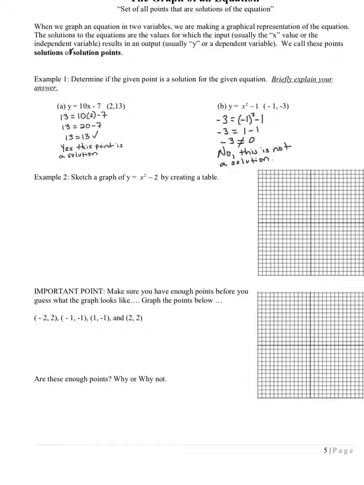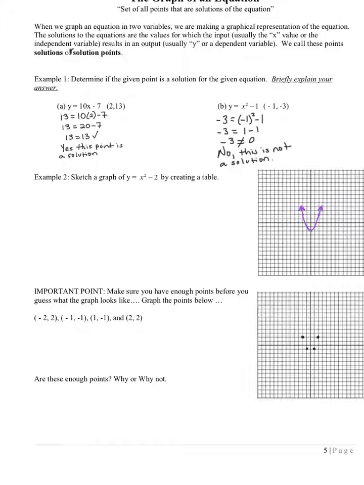In example B, we do the same thing. We plug a negative 3 in for y, a negative 1 in for x, and as you can see, when we square the negative 1, we get a positive 1, and a positive 1 minus 1 is 0. So negative 3 does not equal 0, so no, this is not a solution.